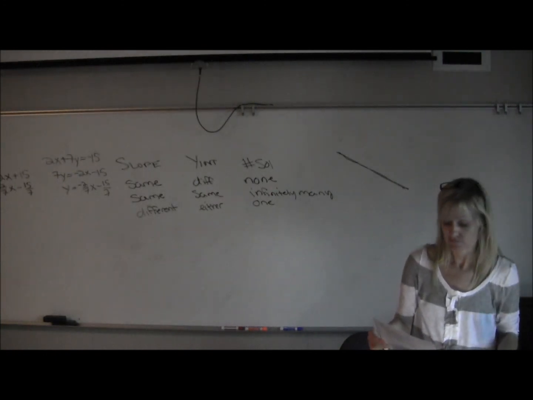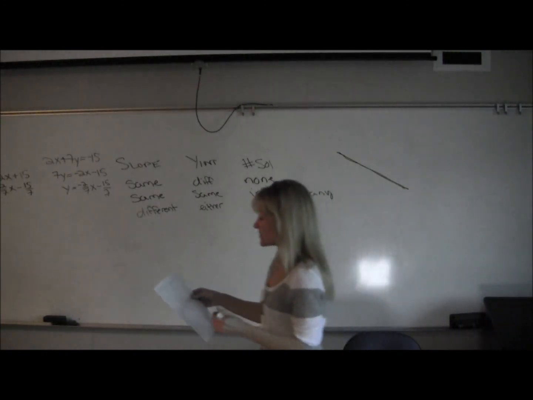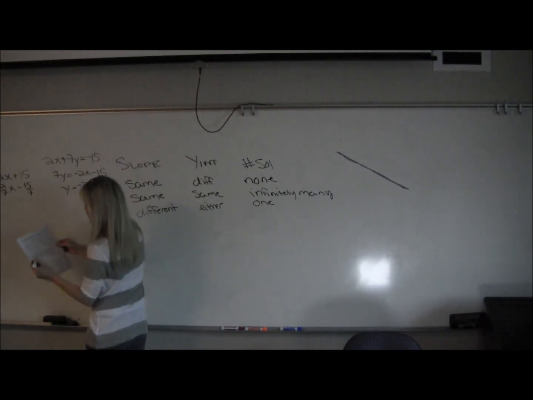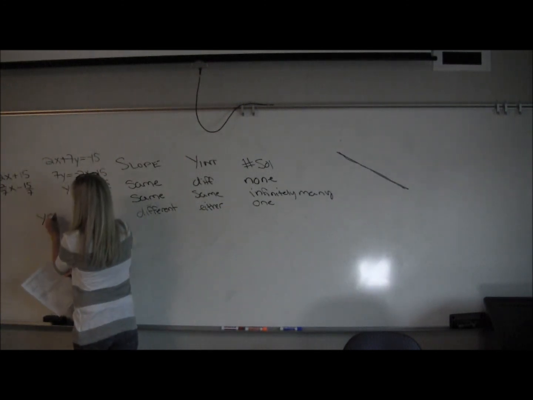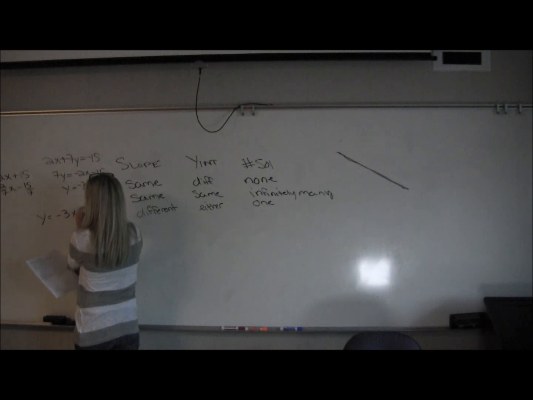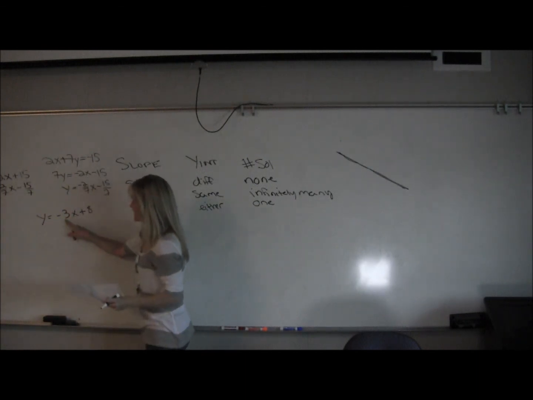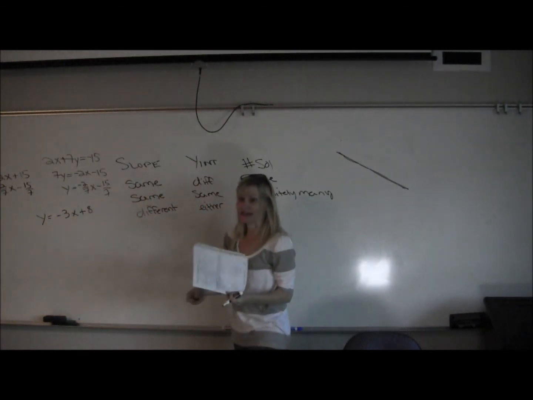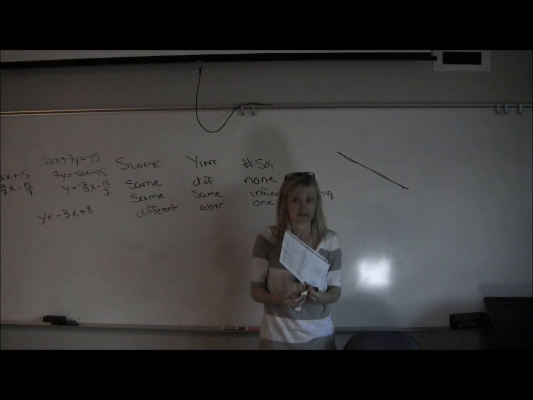What'd you get? I got none. No solution. Yeah. Parallel. So that second line, when you put it in slope-intercept form, you get y equals negative 3x plus 8. So same slope, but different y-intercept. Those are parallel lines, so no solution.